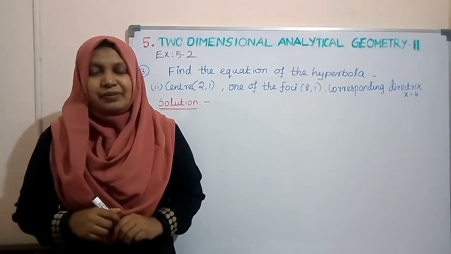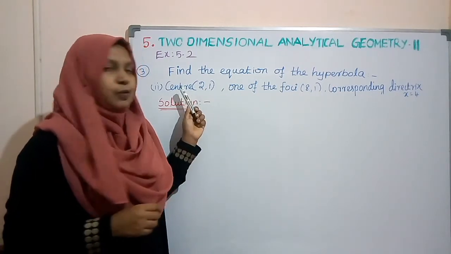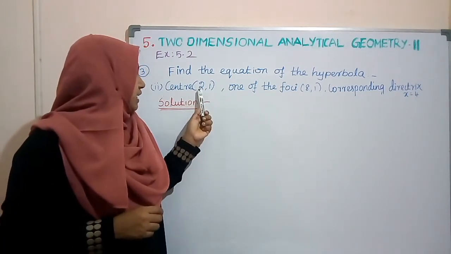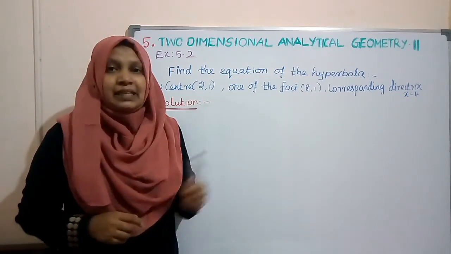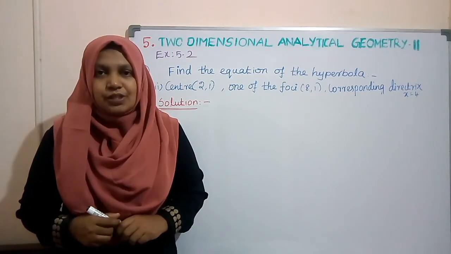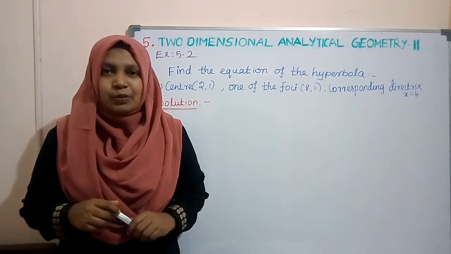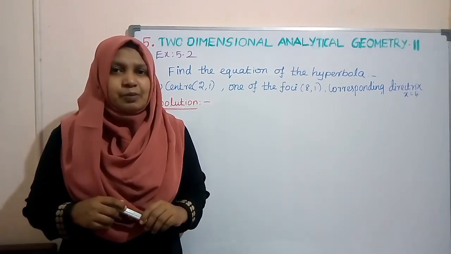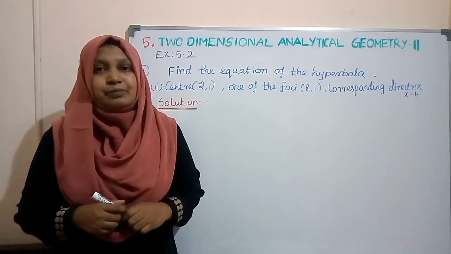Okay. Exercise 5.2, question number 3. Find the equation of the hyperbola if they are given the center (2, 1) and one of the foci (8, 1) and the directrix is x is equal to 4. So using these three given data, we have to find the equation of hyperbola. Before finding the hyperbola, we should decide whether it is type 1 or type 2.